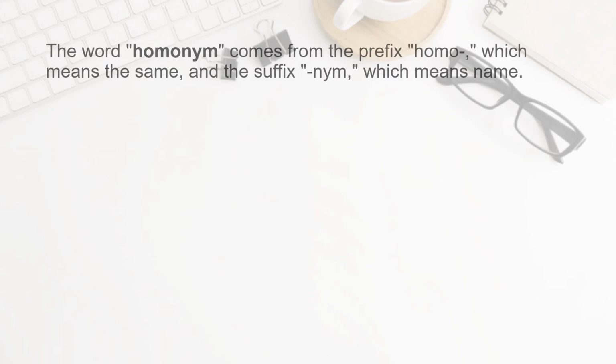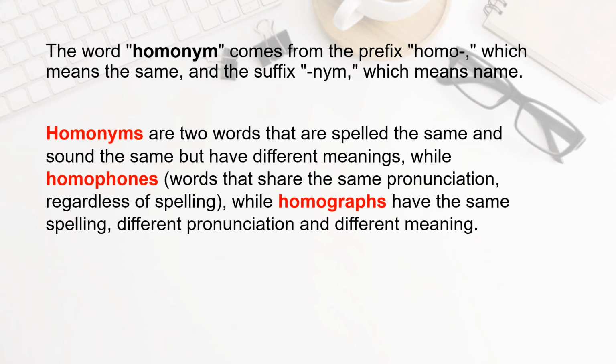Okay, jumping in to our discussion for today. Homonym came from the prefix homo, which means the same, and the suffix nym, which means name. So homonyms are two different words that are spelled the same and sound the same, but have different meanings.